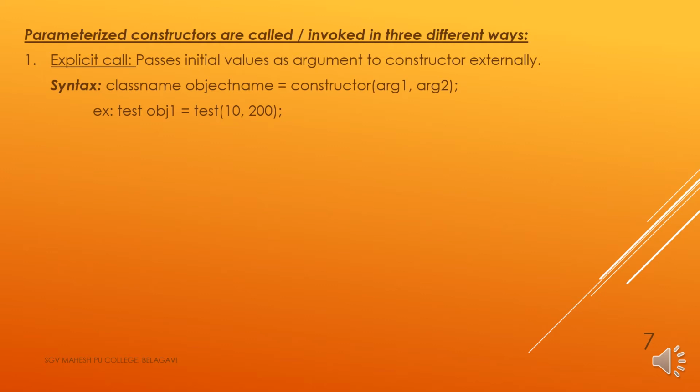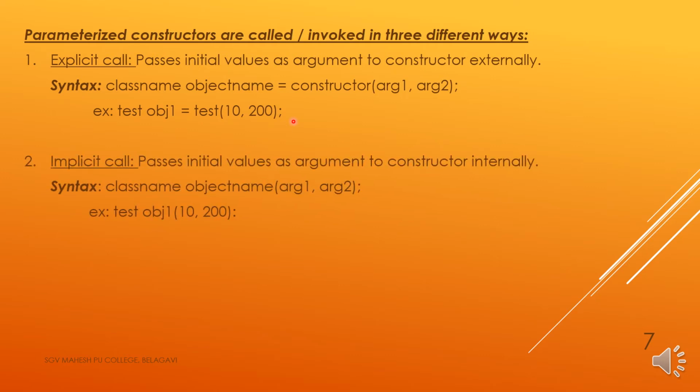Explicit call is nothing but where I'm trying to pass some values to a constructor externally. Such constructors are called explicit call for a parameterized constructor. Now how to write this in syntax? I write the name of a class, object name, constructor name, and pass some values as an argument. Let's say for example, I have test, object 1 is the name of an object, test is the name of your constructor, and pass some values.